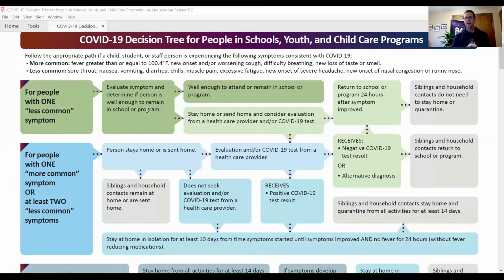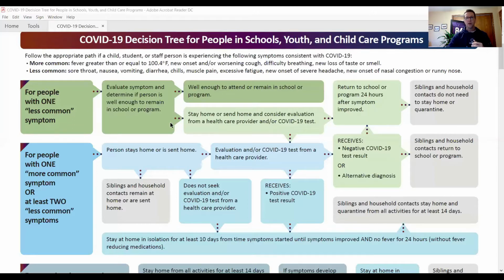If it's something more severe, if it's really a bad sore throat where the child is having trouble swallowing, something severe, then they may get sent home because of that symptom. And then at that time, as a parent, you can determine if you think that a COVID evaluation needs to take place or not.